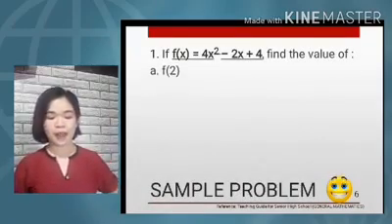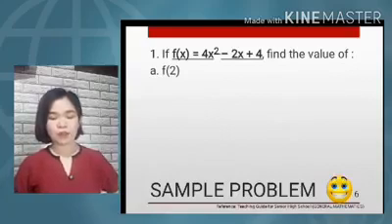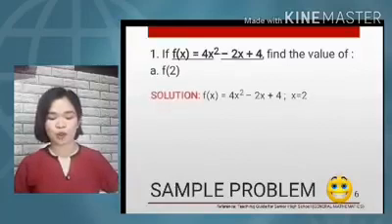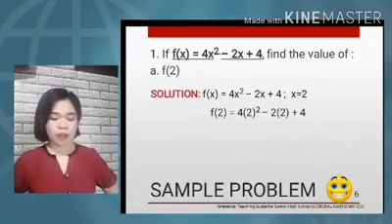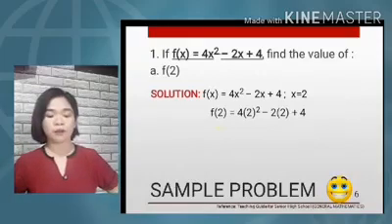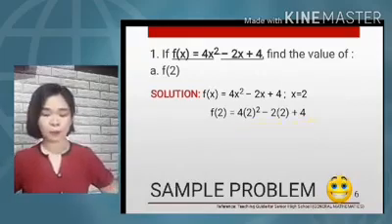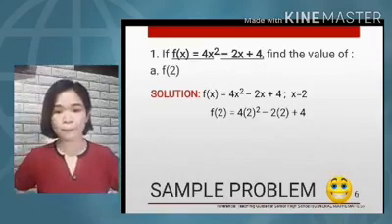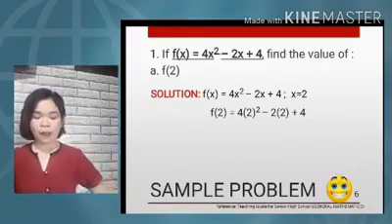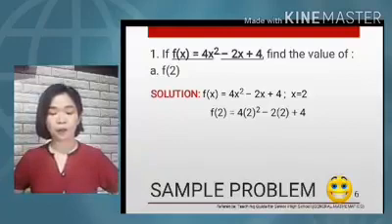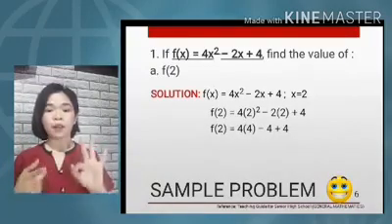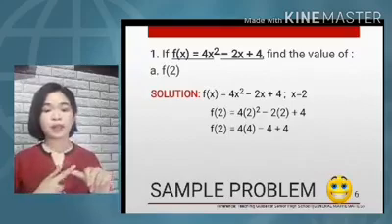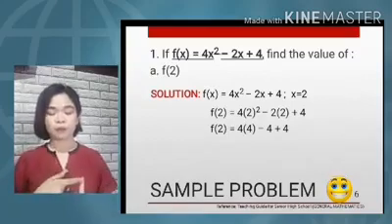So number 1, letter A. f of 2, therefore the value of x is 2. So replace the values of x in the given function. That will be f of 2 is equal to 4 times the quantity of 2 squared minus 2 times 2 plus 4. So from this, we apply the rule for GEMDAS: grouping symbol, exponent, multiplication, division, addition, and then subtraction.